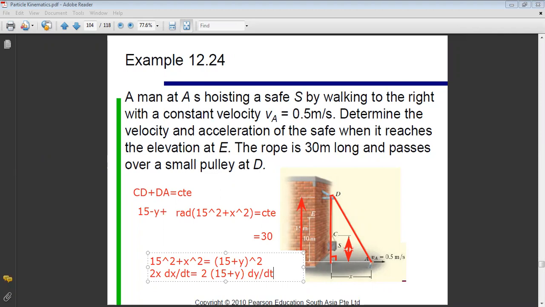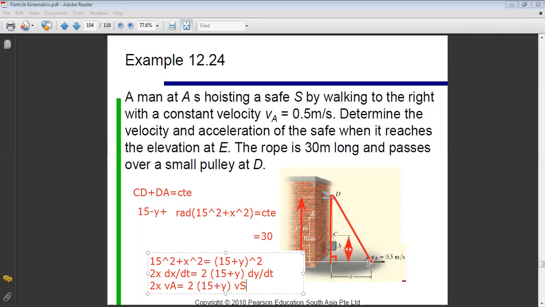Now, what is dx by dt? It simply represents the velocity of point A, because x is the coordinate of A. So if I derive x with respect to time, I will get the velocity of A. So now I can write that it's 2x times the velocity of A equals 2 times (15 plus y) times dy by dt, which is the velocity of block S. So now what I did, I related the velocities of block A and S.